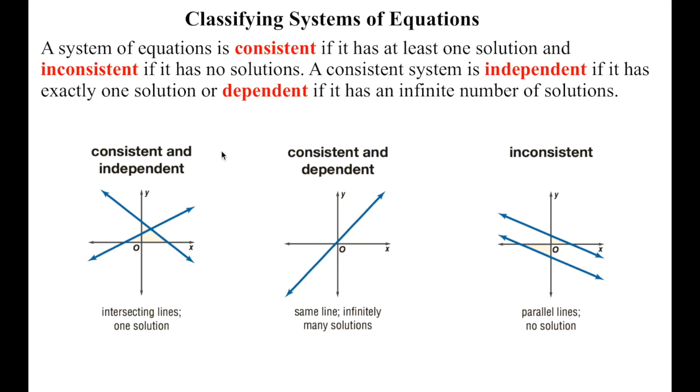So graphically, here's what each of those scenarios looks like. The two on the left are our consistent systems. They have solutions: there's one solution or there's an infinite number of solutions. One solution when they cross at a single point, an infinite number of solutions when it's the exact same line. And then it's inconsistent, or no solution, if the lines are parallel.